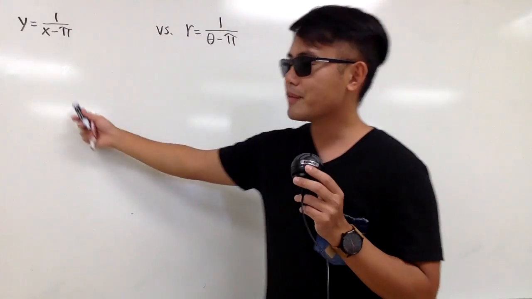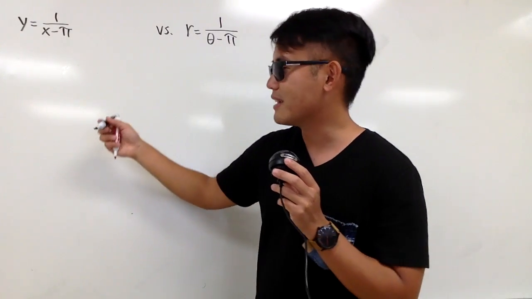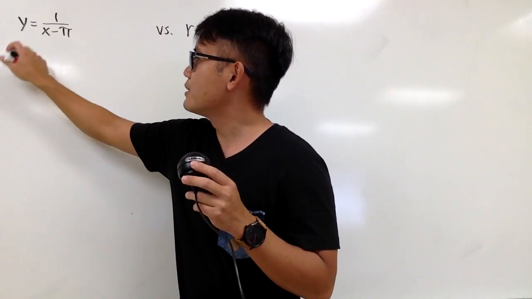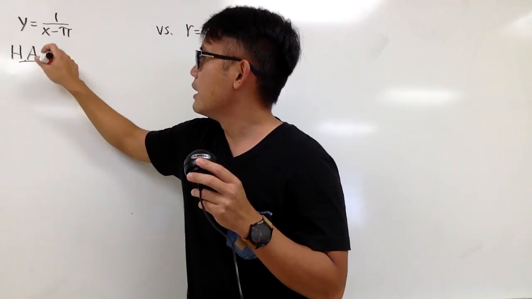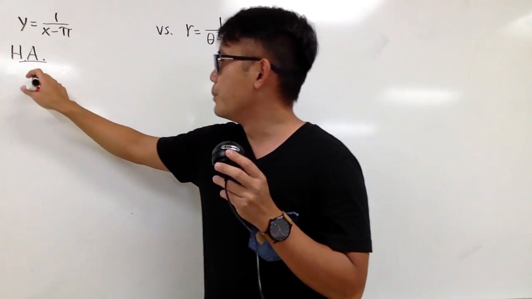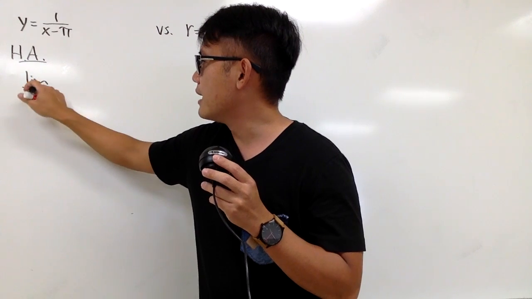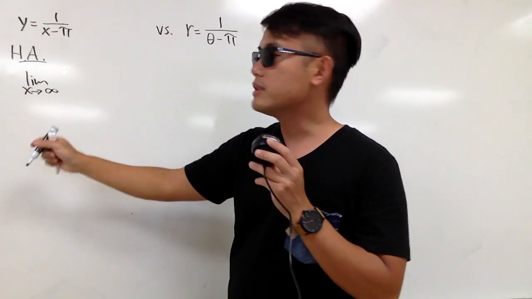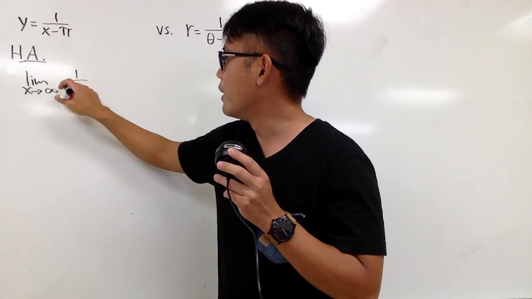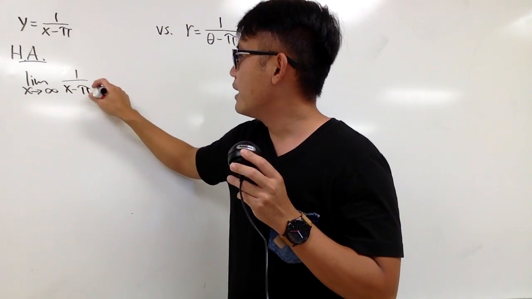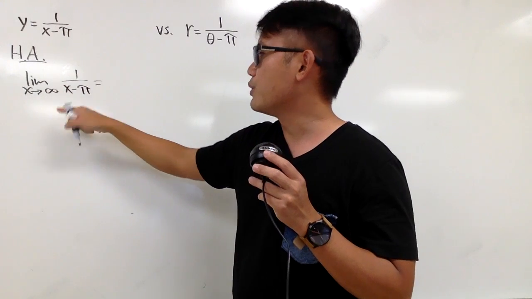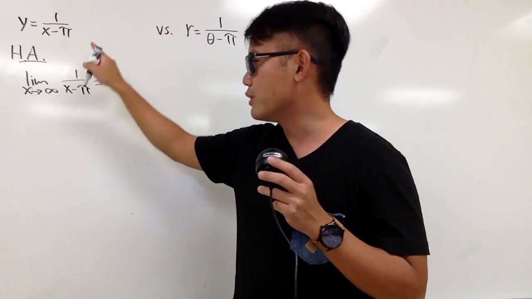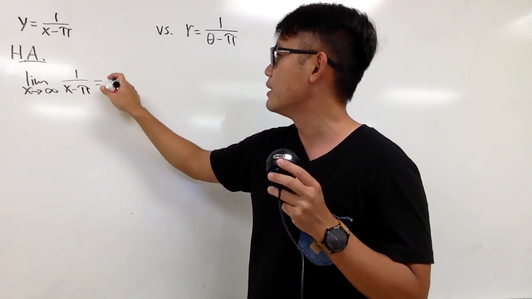Okay, let's take care of the rectangular guy first because it's not that bad at all. So let's do the horizontal asymptote. What we do right here is pretty much just take the limit as x goes to infinity. Let me do the positive infinity first. We take 1 over x minus pi, and of course, you can just plug infinity into here. You get 1 over infinity minus pi, which is still just 1 over infinity, which is just 0.